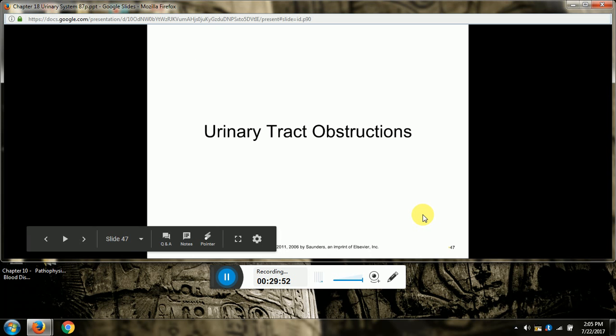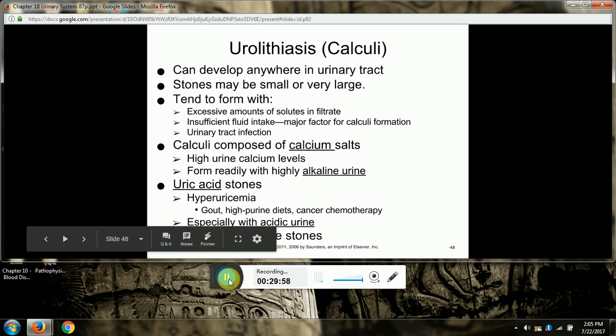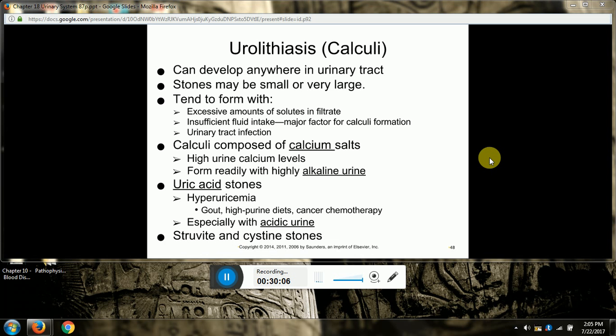Now we'll talk a little bit about urinary tract obstructions. We'll talk about urolithiasis, or calculi, or stones. And these can develop anywhere in the urinary tract. Stones can be very small in size and they can pass on their own, or they can be very large and they need a little bit of help to get out.